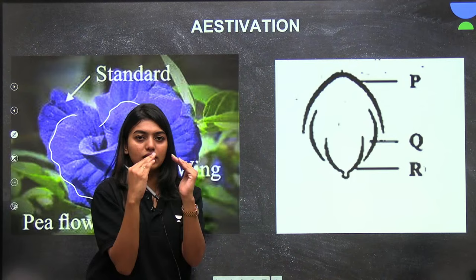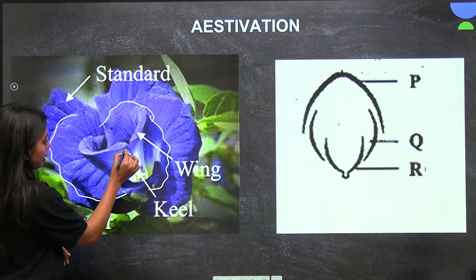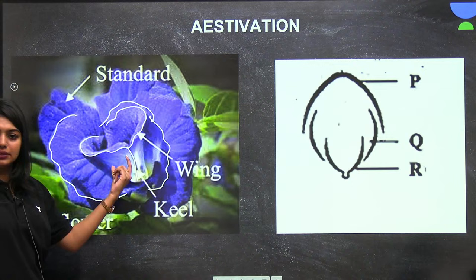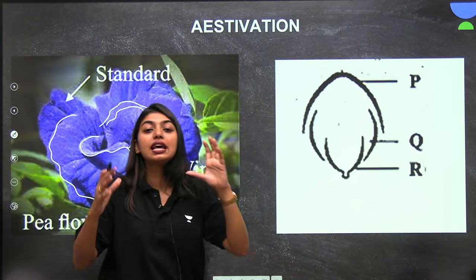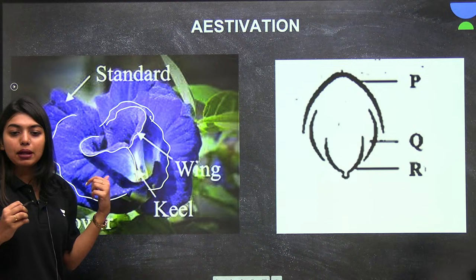And then lastly there are two keel petals which are fused with each other. Look here, how beautiful this structure is. Can you see how they are fused with each other? Yes, clear, right? Two free wing petals, one standard petal and two keel petals. This forms your vexillary aestivation, and this is seen in your pea plant. Clear to all of you?